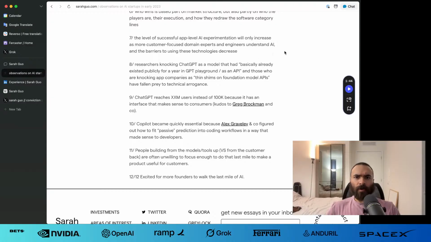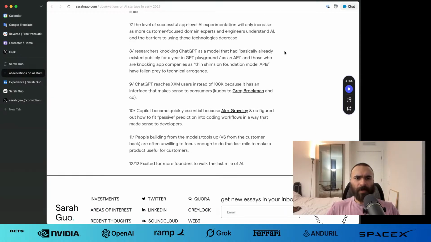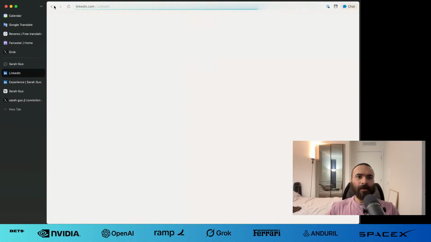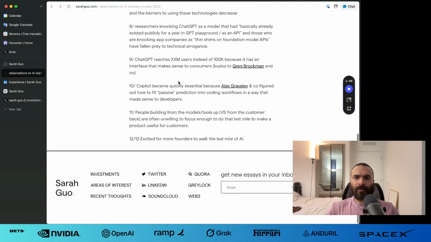Researchers knocking ChatGPT as a model that had basically already existed publicly for a year in GPT Playground as an API, and those who are knocking app companies as thin shims on foundation model APIs, have fallen prey to technical arrogance. ChatGPT reaches XX million users instead of 100K because it has an interface that makes sense to consumers. Kudos to Greg Brockman and company. It's crazy how Greg Brockman is not even part of the conversation right now.